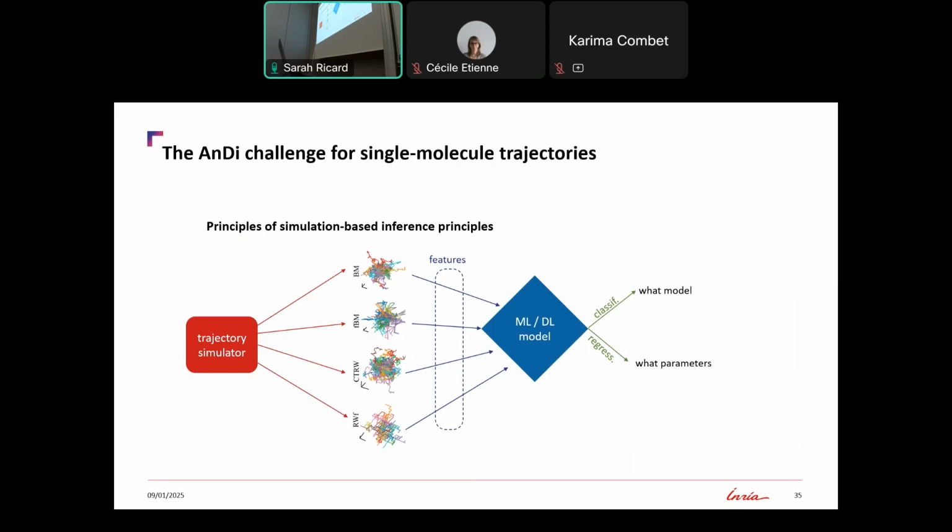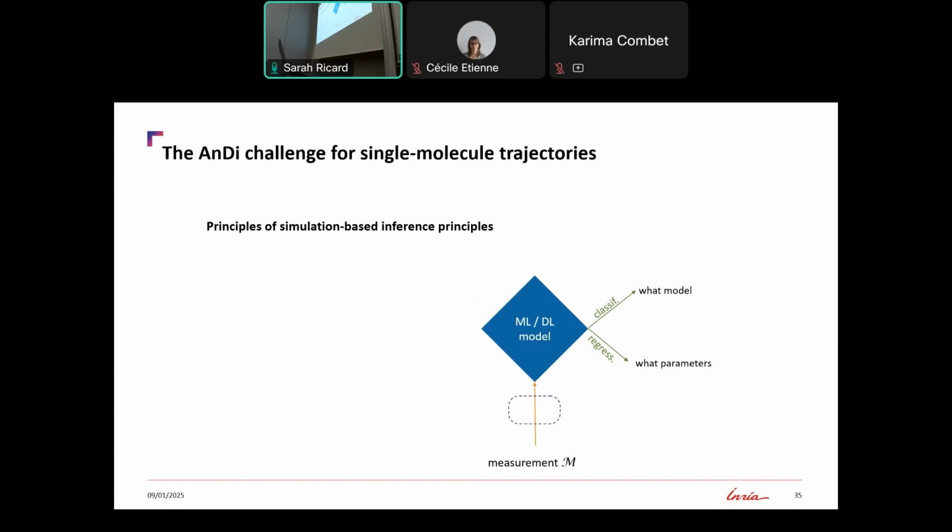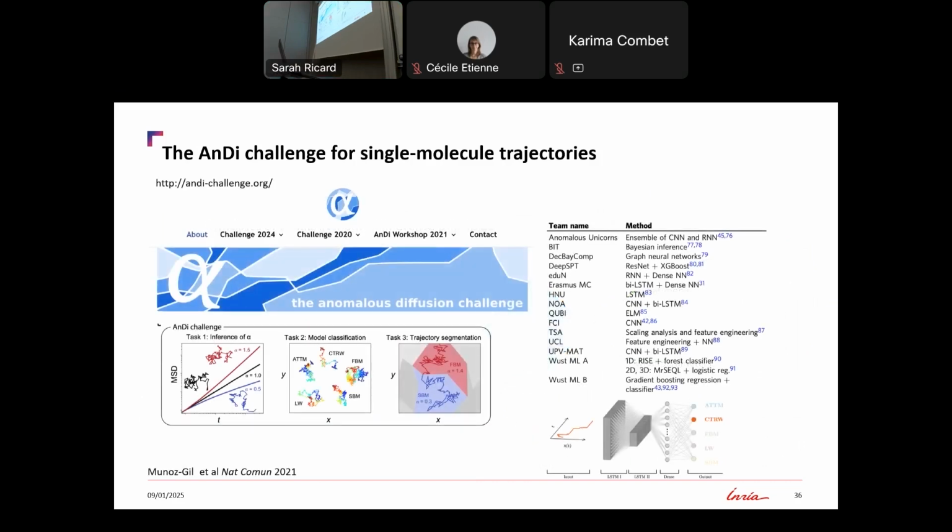So you will train your model on synthetic, simulation-based data. And once your model is trained, then you forget that. You take your measurements coming from single molecule trajectories, for instance. You extract your features and you feed them to the model. It's just a forward pass, and you will see what model it is and what the parameters are, right? And in fact, that's the state of the art for single molecule trajectories.